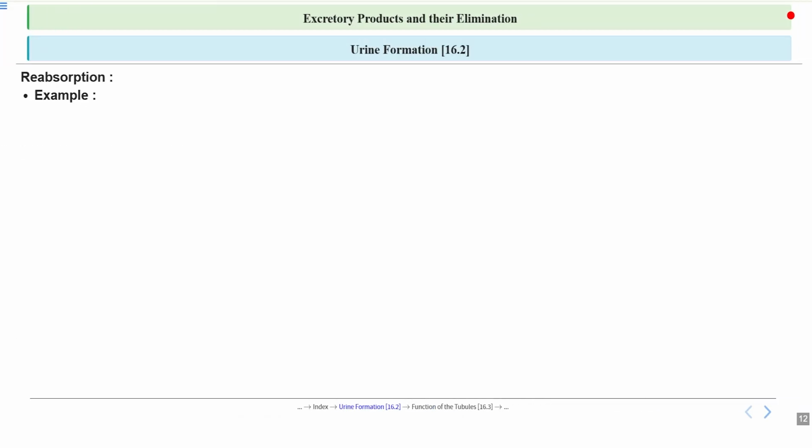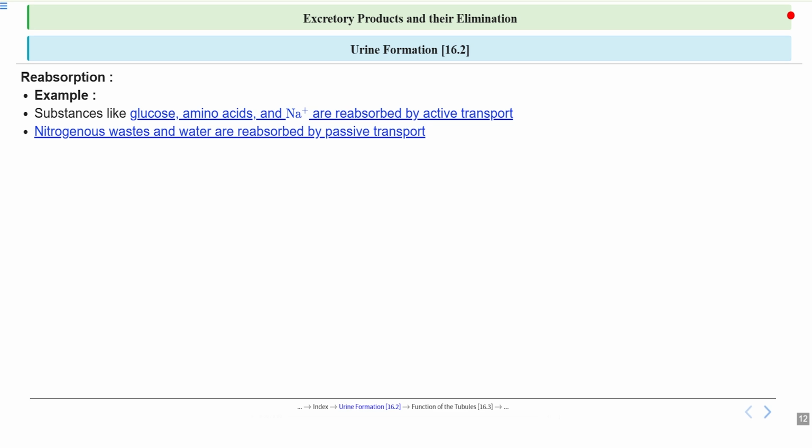Let's talk about reabsorption. Glucose, amino acids, and sodium ions are reabsorbed by active transport. Note that active transport requires energy, just like pushing something uphill. So the body invests energy to reclaim these essential nutrients. Now we see that nitrogenous waste and water are reabsorbed by passive transport. Passive transport is energy free, like water flowing downhill. This distinction is important for understanding how the body manages energy and resources.